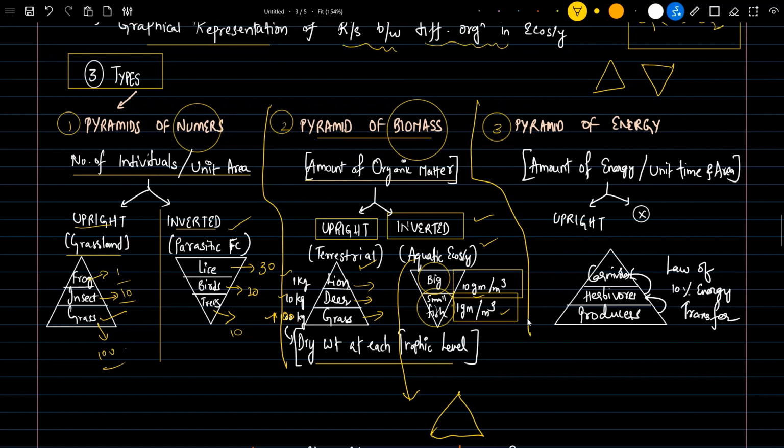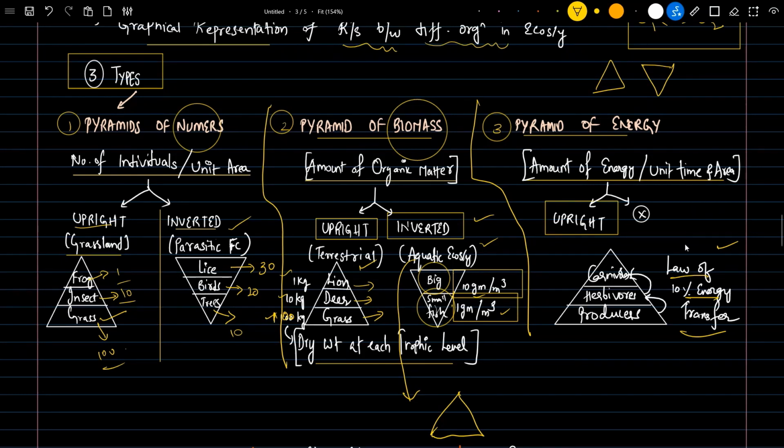Next, the third type is pyramid of energy. So what does pyramid of energy mean? It is the total amount of energy per unit time in a unit area. So it can only be upright. It cannot be inverted. So why? There is a simple reason: the law of 10 percent energy transfer. What does this law say?